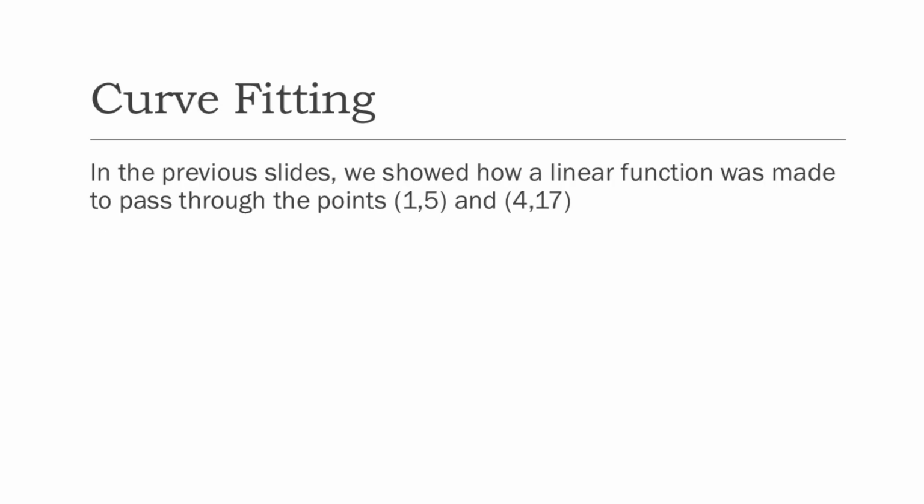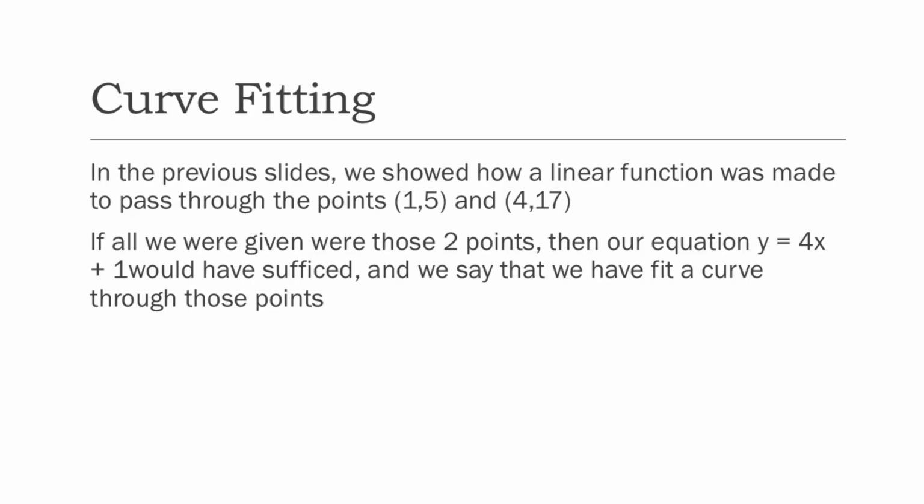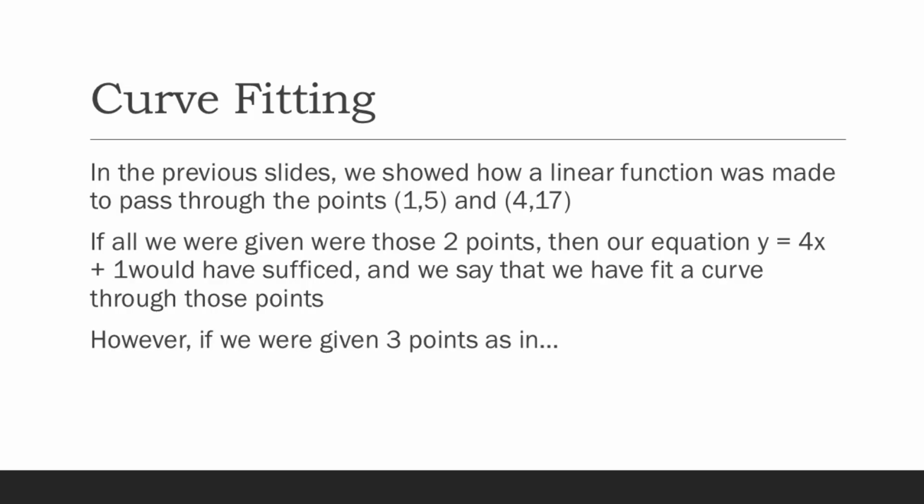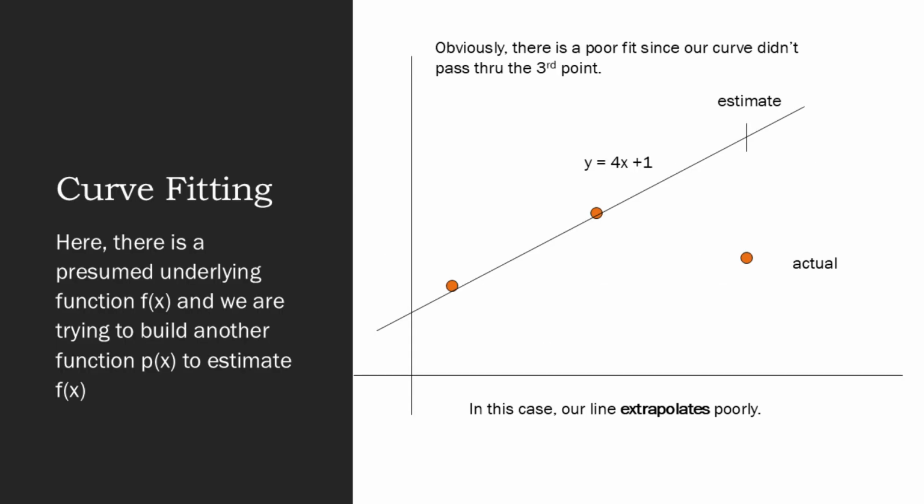In the previous slides, we showed how a linear function was made to pass through the points (1, 5) and (4, 17). If all we were given were those 2 points, then our equation y equals 4x plus 1 would have sufficed, and we say that we have fit the curve through those points. However, if we're given 3 points like this, this is a poor fit since our curve didn't pass through the third point. The idea here is that we want f of x to pass through all the given points.